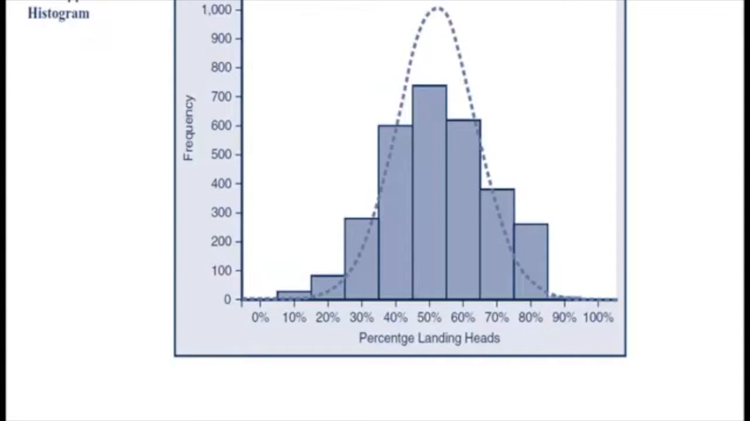If we toss a coin, we can measure the number of heads, or the percentage of heads. By repeating the experiment 3,000 times, we can create a histogram of the outcomes. We can see the histogram is approximately bell-shaped like the normal curve.